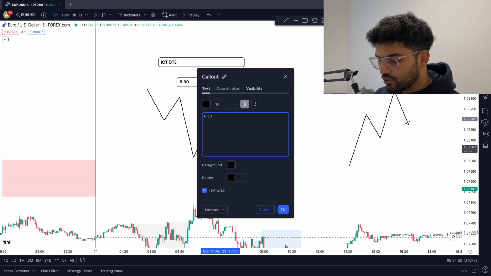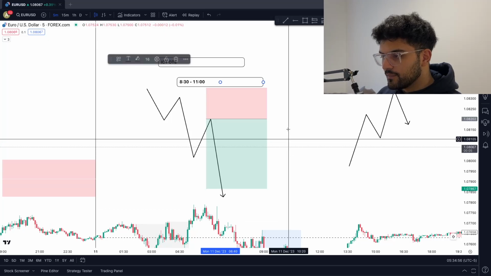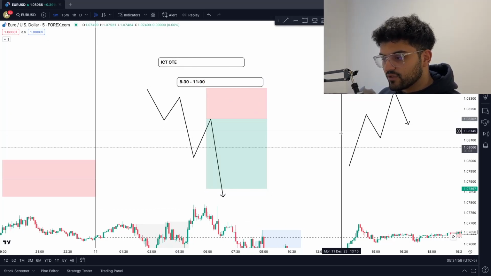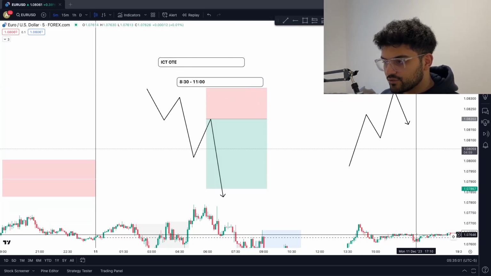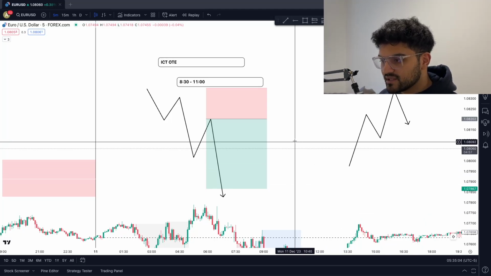8:30 is when New York opens, to 11 a.m. This is all New York time, by the way, okay? So 8:30 to 11 is when you will be looking for this OTE pattern, and that is when you will be entering your trades. What I've seen is that I want to see an actual break.